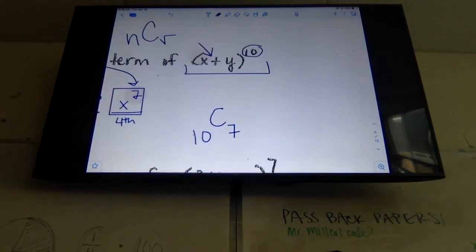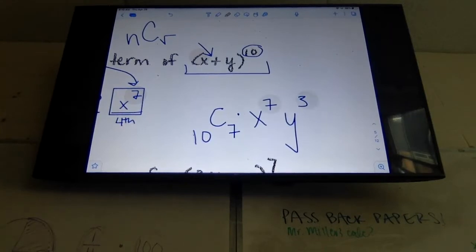So 10C7. Next thing I want to do is put my x term. So what was my x term here? x to the 7th, good. And then my y term is going to be raised to what power?